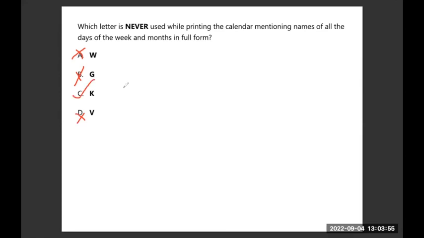The letter K is the one which does not get used at all in the days of the week or in the months. Even Z does not get used, but Z is not given here. So of all these, K is the one. Okay. We'll move to the next one.